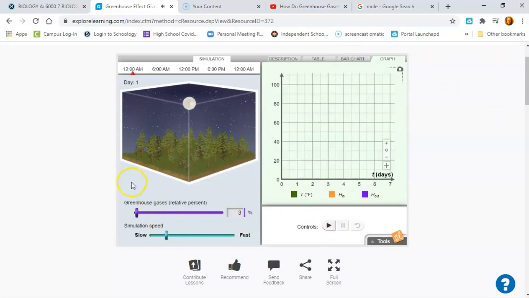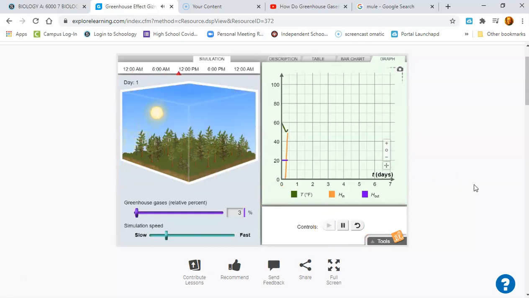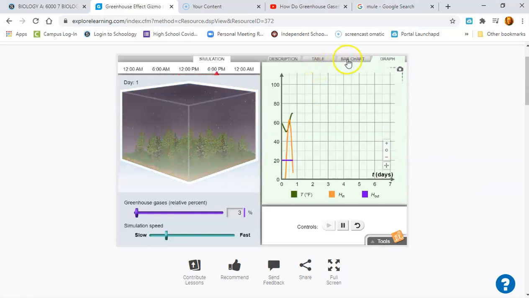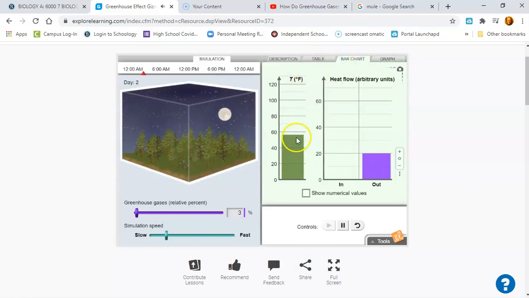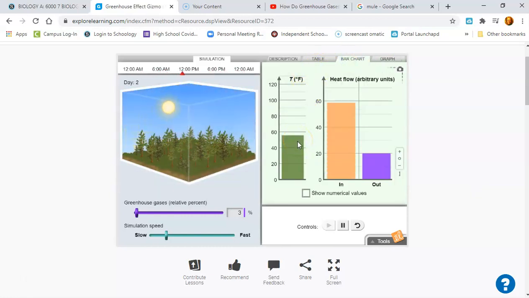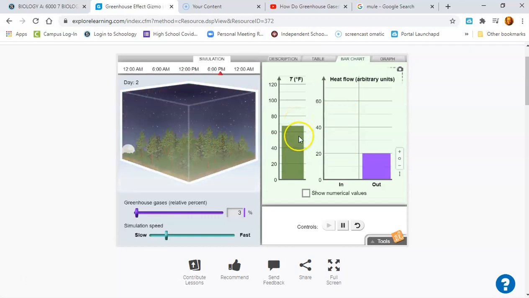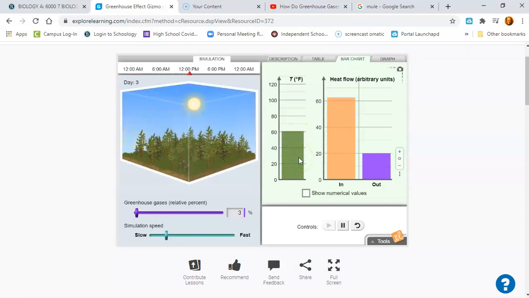So I'm just going to reset everything back to kind of where it started. If I hit play here, you can see there's nighttime, there's daytime, nighttime, daytime. So if I look at the bar chart, well, this kind of makes sense. Temperature goes down at night, goes back up during the day. You know, we see that happen in our own lives, right? It cools off at night, it warms up during the day.